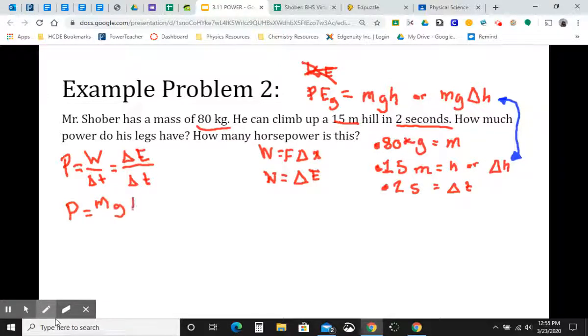mg delta h divided by delta t. Okay, so now we can start plugging things in. So I know from my word problem that m equals 80 kilograms. So that's 80 kg. Put that in parentheses.